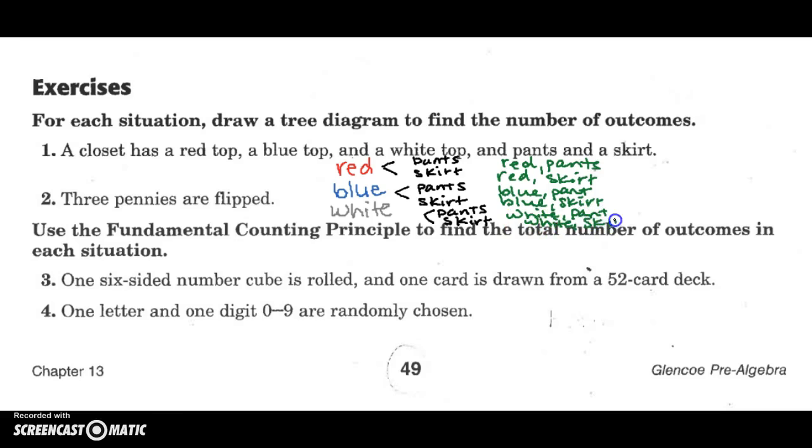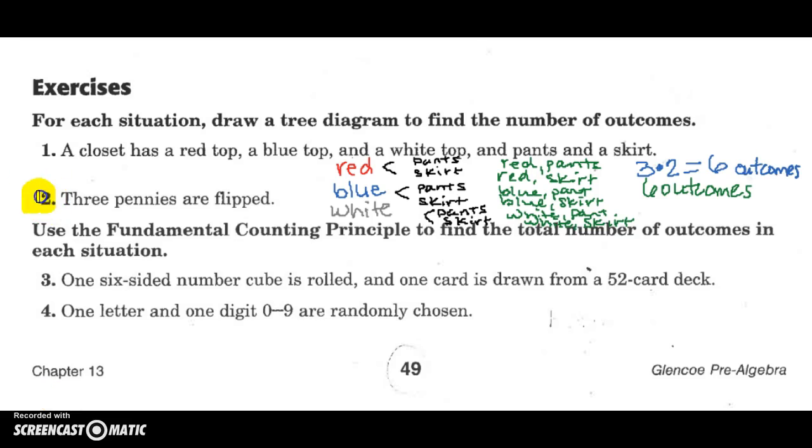And so we see that there are 1, 2, 3, 4, 5, 6 outcomes. Now let's look at the fundamental counting principle and see if we would end up with the same thing. 3 different tops, 2 different bottoms. 3 times 2 is 6. We would get the same number of outcomes. Okay?